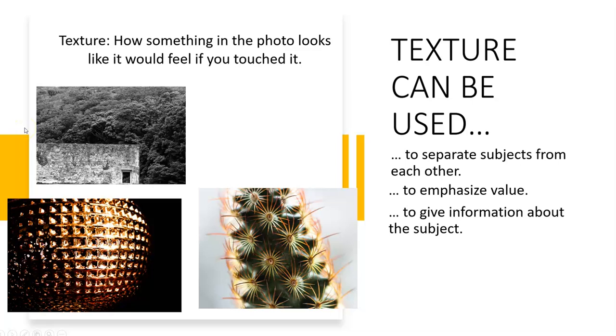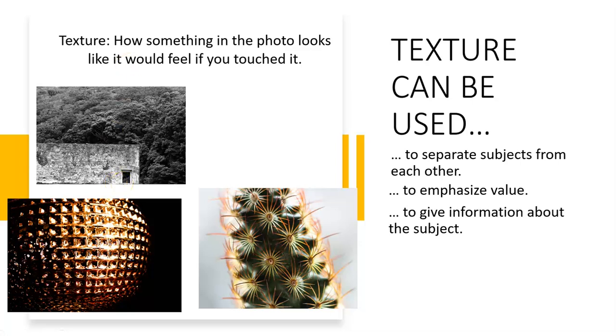Next, we have texture. Texture is how something in the photos looks like it would feel if you were to touch it. Texture can be used to separate subjects from each other. We can see that here in this photograph. We have the leaves in the background, but then we have kind of this rough, old-looking building in the front, and we can definitely clearly see a difference in the textures here.